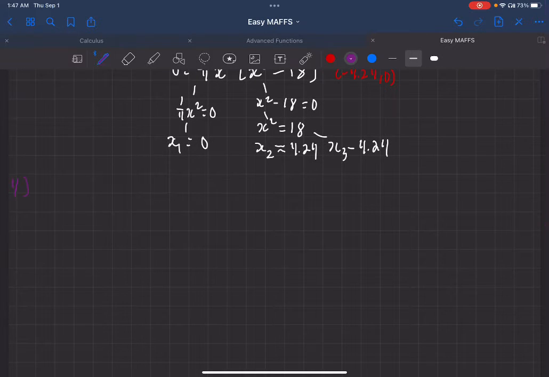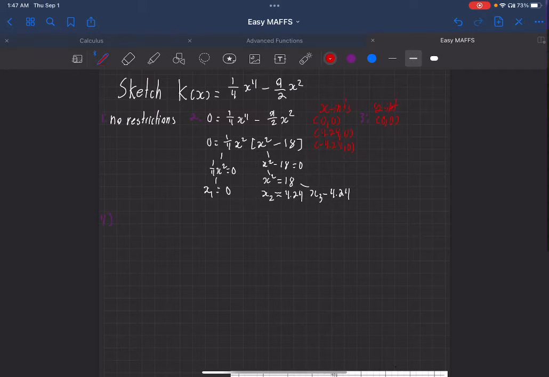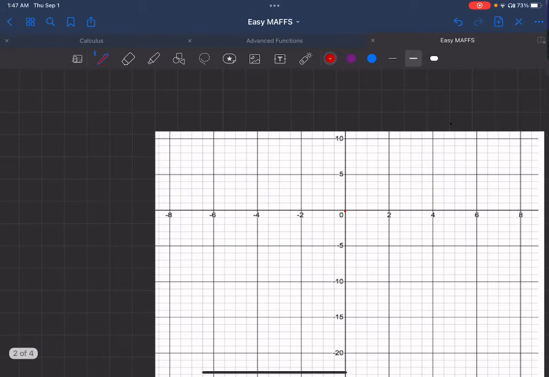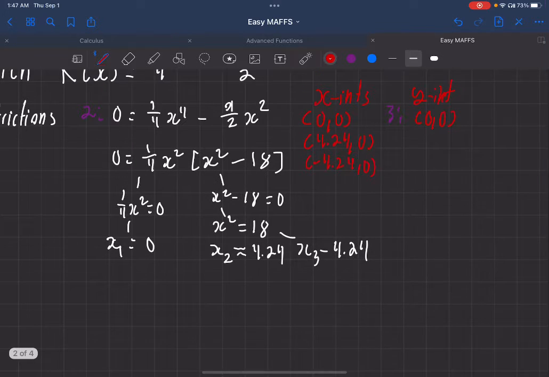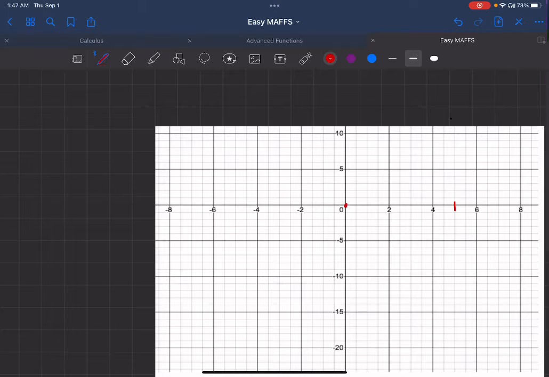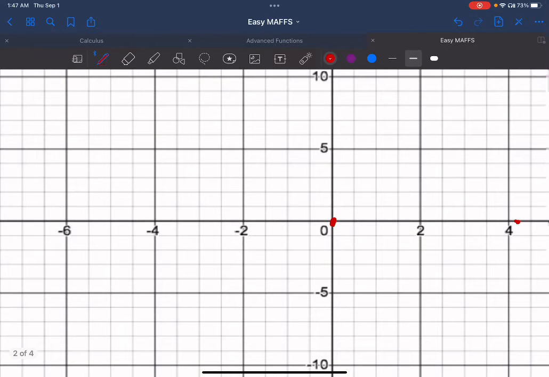You know what? Let's plot down these points right now so we don't have to do it later. All right, so our first intercept is at 0, 0, right? Our next one is at 4.24, 0. So if this is 5 and this is 4.5, then 4.24 would be approximately there, right? So there's 4.24 and negative 4.24.